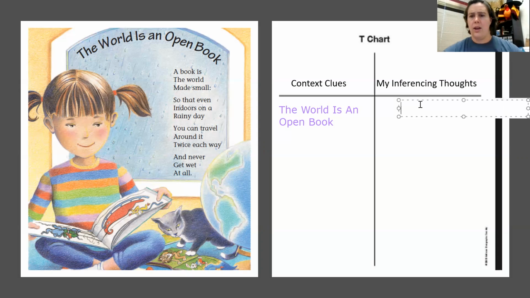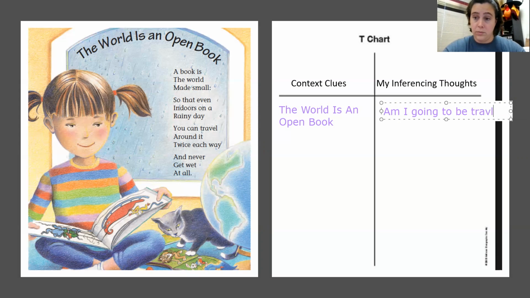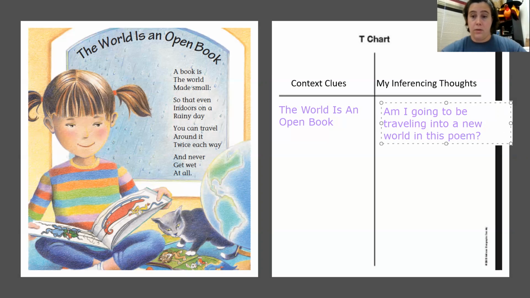So I'm going to go ahead and write my thoughts right here. Am I going to be traveling into a new world in this poem? So writing my thoughts and my questions, really thinking, what could this poem actually mean?